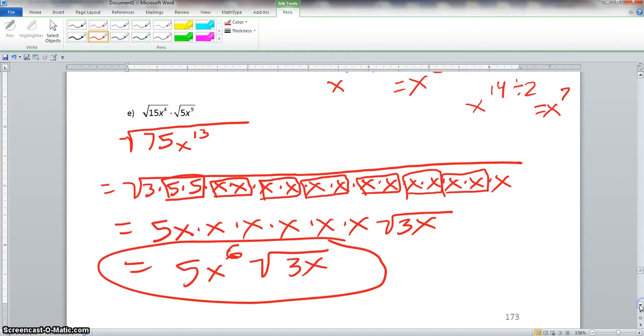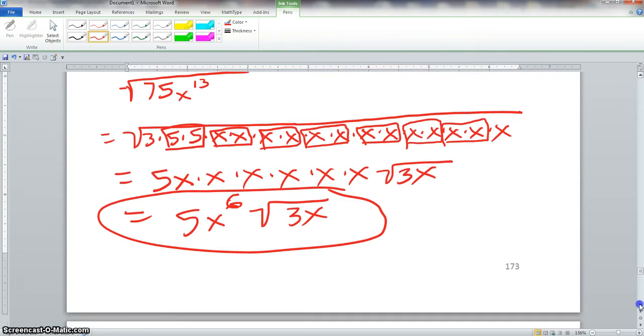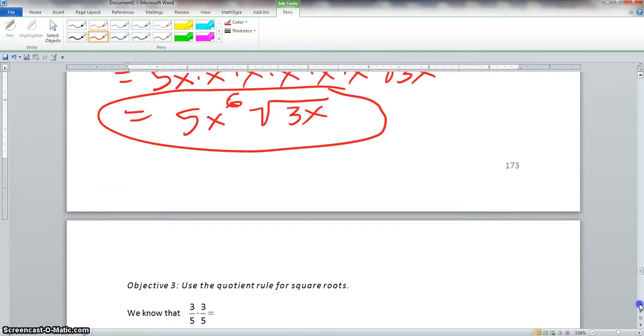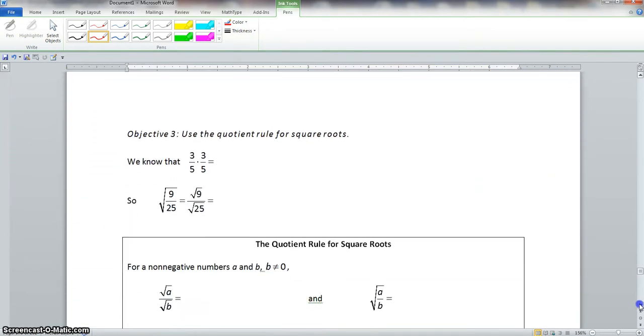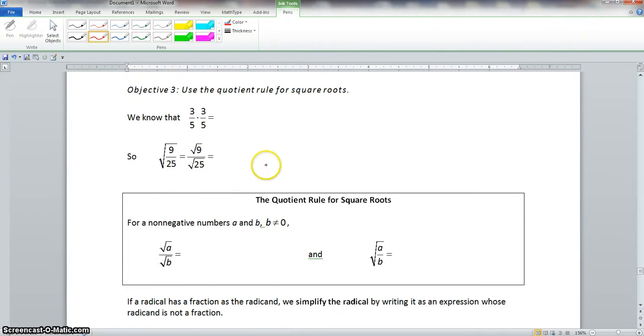Now, if you have any questions about that, you can come to class and I will give a deeper explanation of it. But let's move on to objective 3.